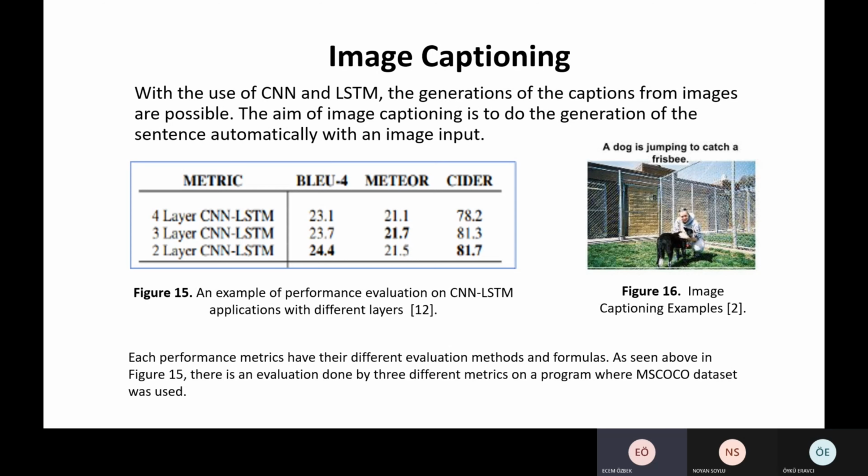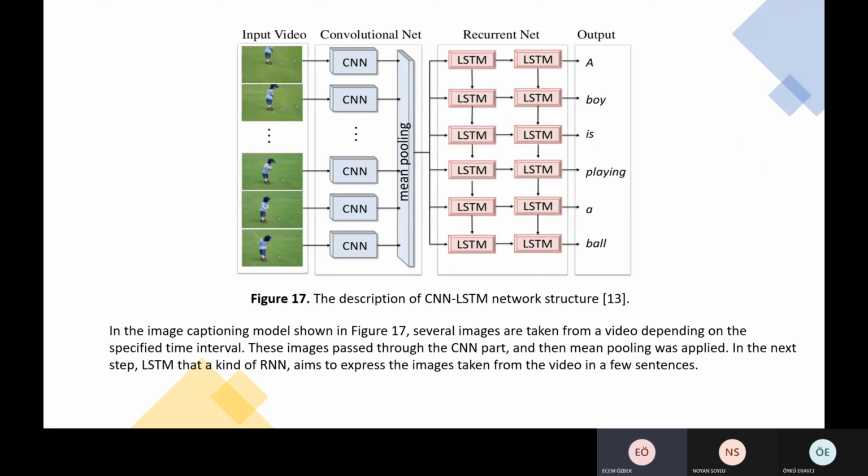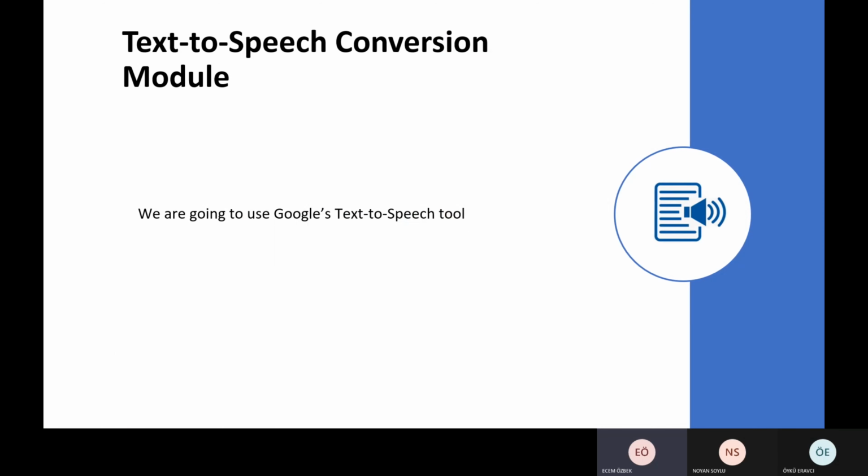data was used. In the image captioning model in figure 17, several images are taken from a video depending on the specified time interval. These images pass through the CNN part and mean pooling is applied. In the next step, LSTM, a kind of RNN, aims to express the image taken from the video in a few sentences. After the LSTM process comes the text-to-speech conversion module, where sentences from the LSTM output are converted to sound with a text-to-speech tool. We are going to use Google's text-to-speech tool.